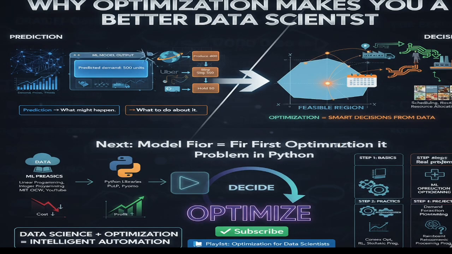Clear and optimized solutions. My name is Prasad, and after spending years working on optimization in real world systems, from supply chain to AI driven decision models, I have realized something powerful. The best data scientists aren't just good at machine learning, they are good at optimization as well. So, in today's video, I'll show you how learning mathematical optimization can transform your data science career from building predictive models to making intelligent automated decisions that actually impact business outcomes. So, let's dive right in.